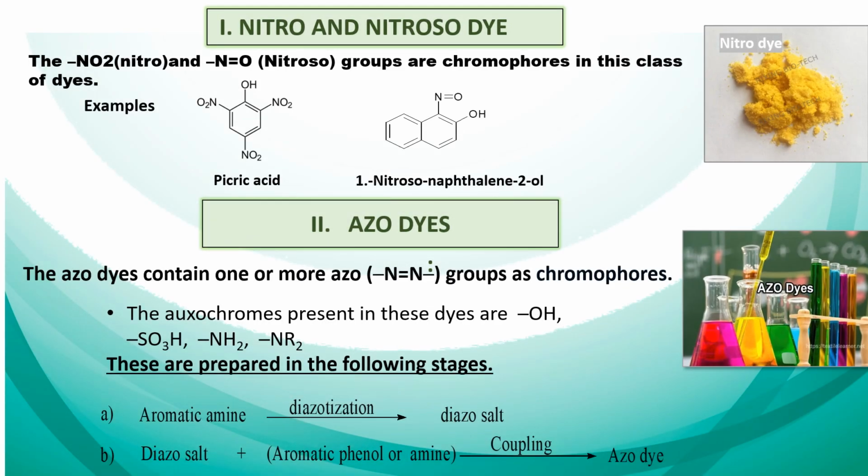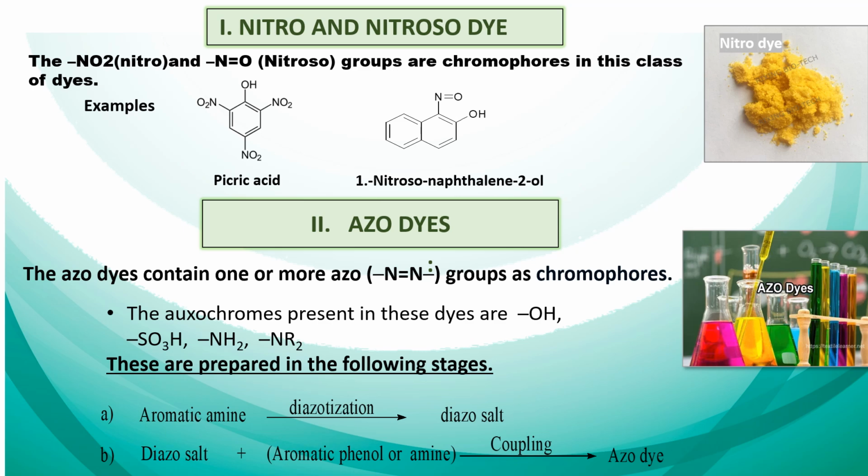Nitro and nitroso dyes. The NO2 and N=O groups are chromophores in this class of dyes. Example: picric acid and 1-nitroso-naphthalen-2-ol. Azo dyes. The azo dyes contain one or more azo groups, that is N=N, as chromophores. The auxochromes present in these dyes are OH, SO3H, NH2, and NR2. These are prepared in the following stages.